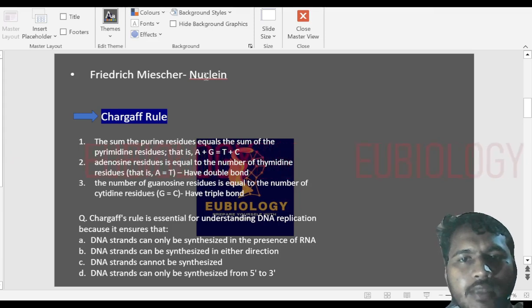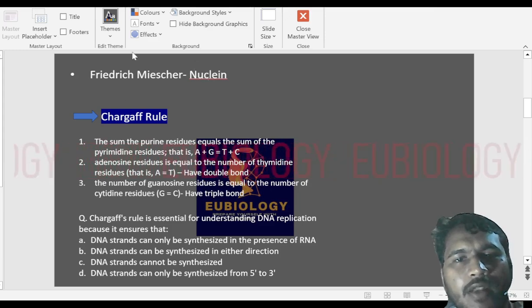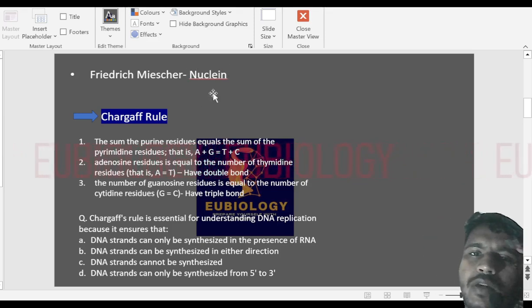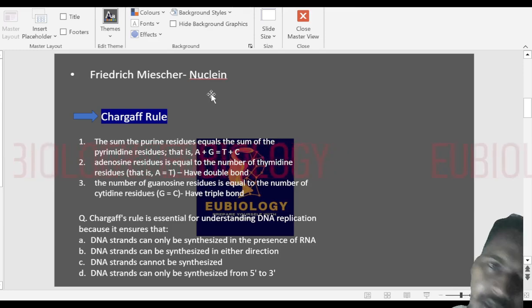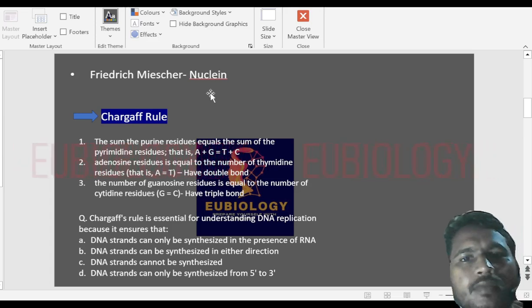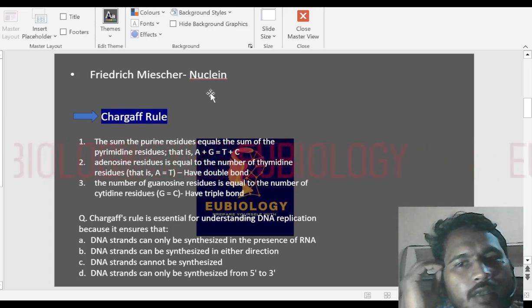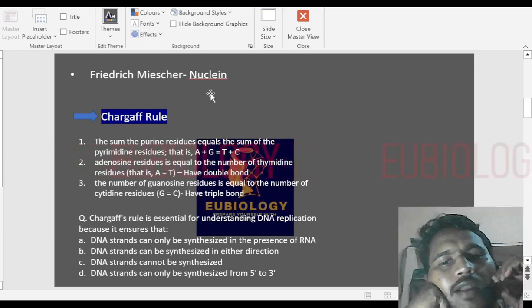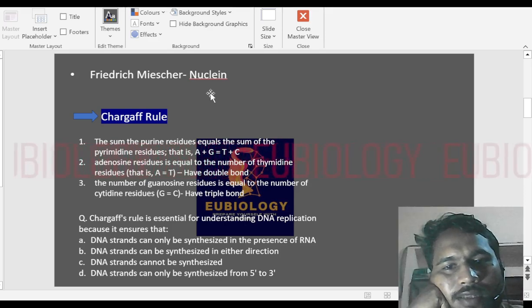First, nuclein was discovered. Nuclein is an acidic material containing phosphorus that was discovered by Friedrich Miescher. He did not know what it was, but he gave the name nuclein. Later we found that nuclein is the DNA, and it was discovered by the consecutive experiments of Griffith, MacLeod, McCarty and Avery, and later it was confirmed by the Hershey and Chase experiment.